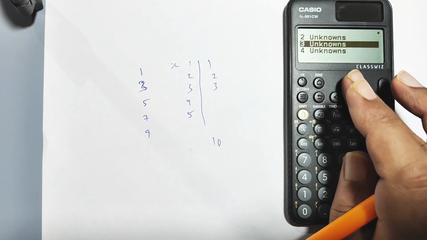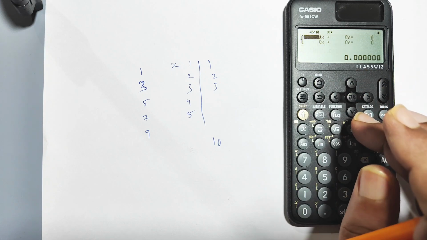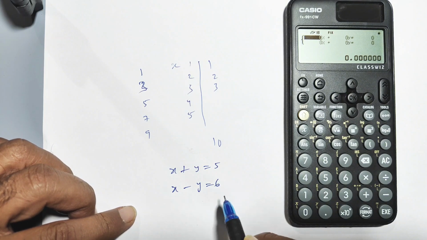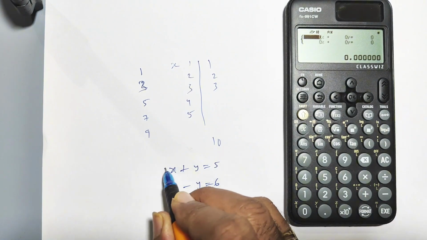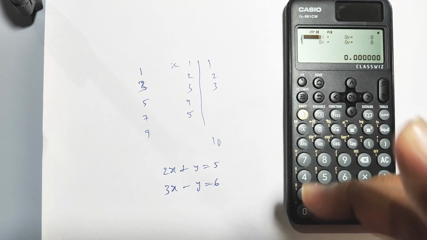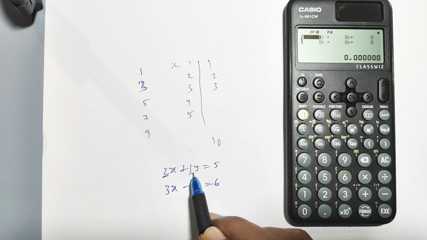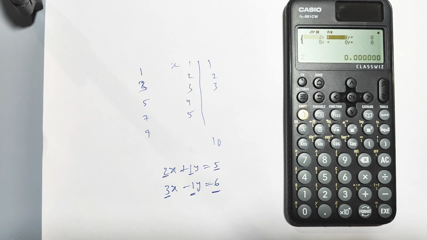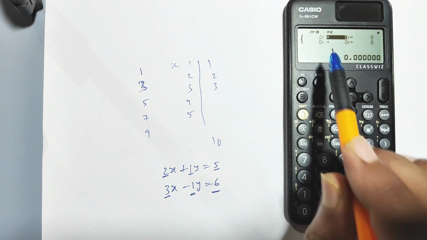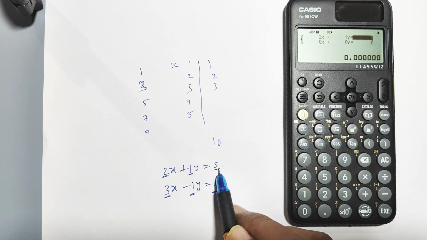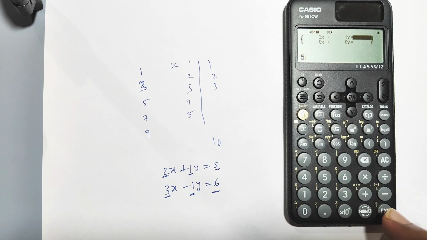Right? So you can solve simultaneous equations here in 2 unknowns, like x plus y equal to 5, x minus y equal to 6. Suppose you solve 2x plus y equal to 5, 3x minus y equal to 6. Now we have to enter these coefficients: 2 here, 1 and 5, 3, minus 1 and 6 here. So 2, you press execute. Now it has become 2x, right? Plus 1, execute, and this constant term should be on the right hand side only, right? Then you press 5.